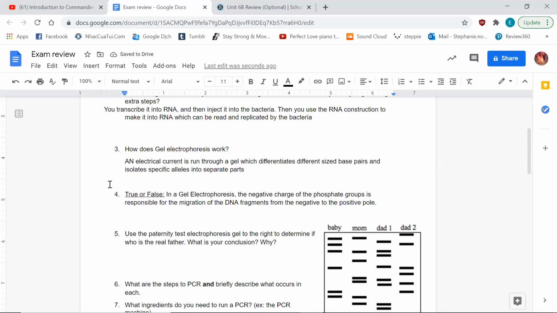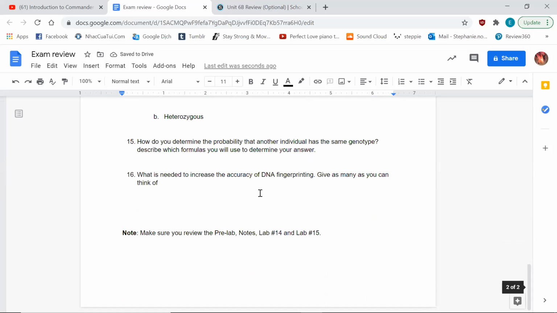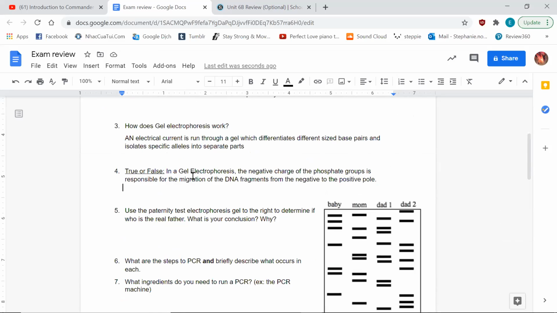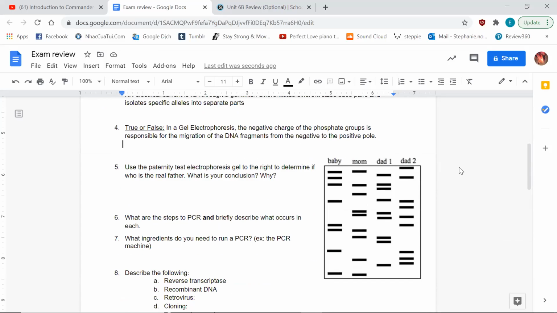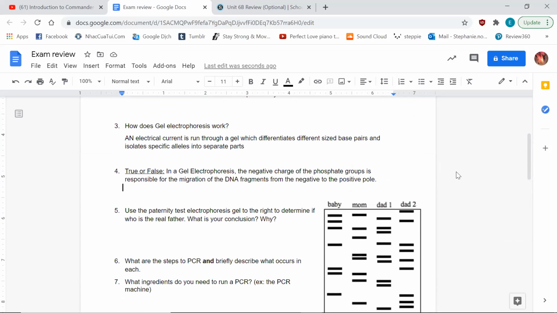Now I'll put this into the Discord server, but I'm just going to keep running through this. True or false? In gel electrophoresis, negative charge of phosphate groups is responsible for the migration of DNA fragments. Yes. I'm losing it, guys. I'm sorry.